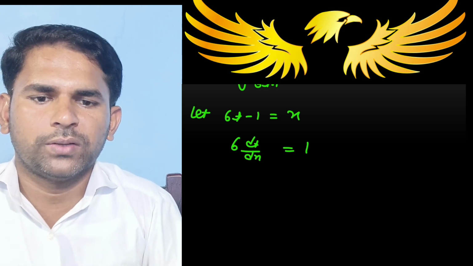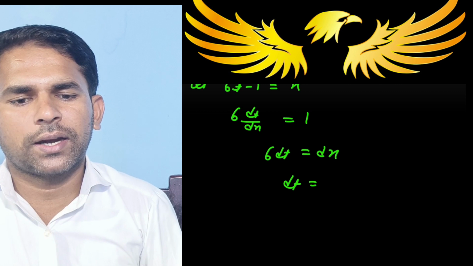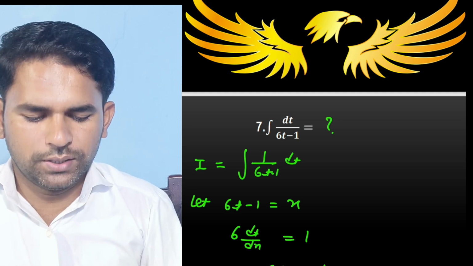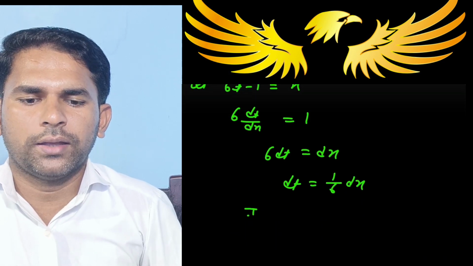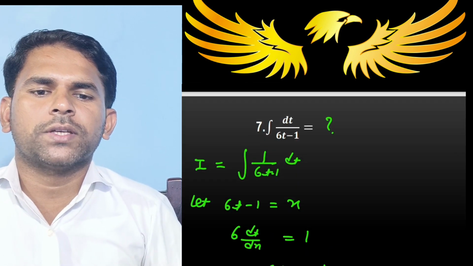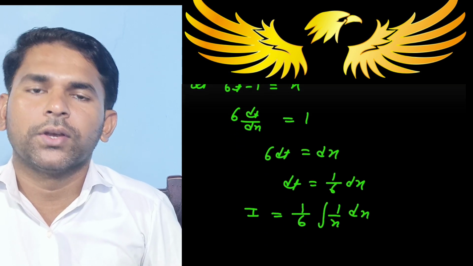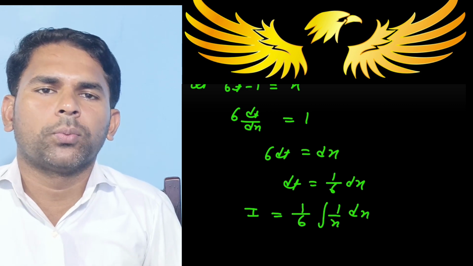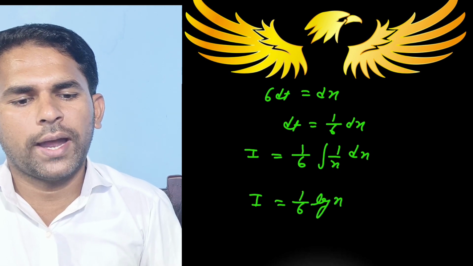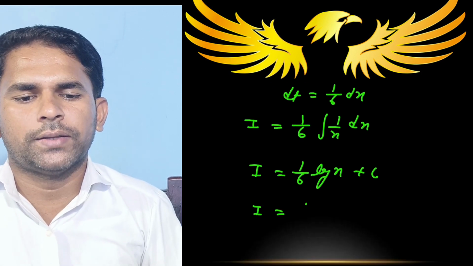Now I am not writing it here, please carry on. Okay, so 6 dt is equal to dx, so dt is 1 upon 6 dx. So finally in place of dt we can mention I is equal to 1 upon 6 integration dx, and in place of 6t minus 1 we consider x, so we can write 1 upon x. Whenever 1 upon x comes, the integration of 1 upon x gives log x. So now I is equal to 1 upon 6 log x plus c. Why are we applying plus c? Because of indefinite integration.